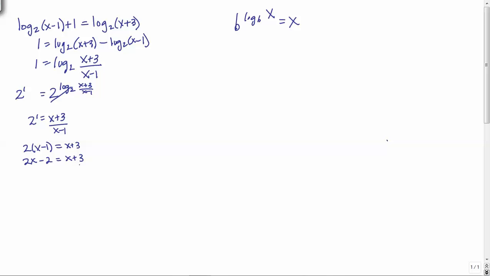Now we're just going to combine like terms in order to solve. We can subtract that x from both sides and add the 2 to both sides. You're going to end up with x equals 5.